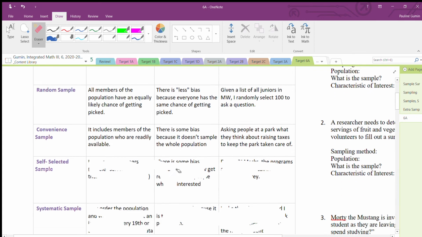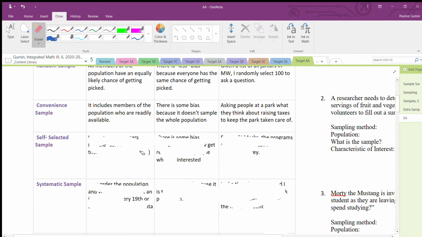We also have a self-selected sample. I like to think of it as you select yourself. What does that mean? It's volunteers. Is there going to be bias when there's volunteers? Yes, because we're only going to get responses from people who are actually interested, whether they think completely negatively or completely positively about something. They have interest in it. So it's biased because people who don't really care, their opinions aren't taken, and not caring is an opinion.